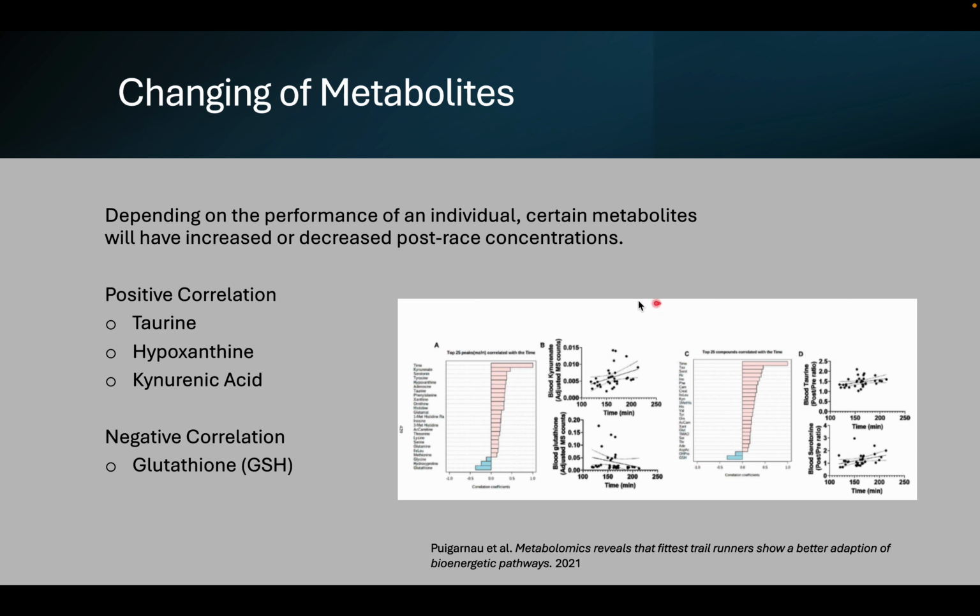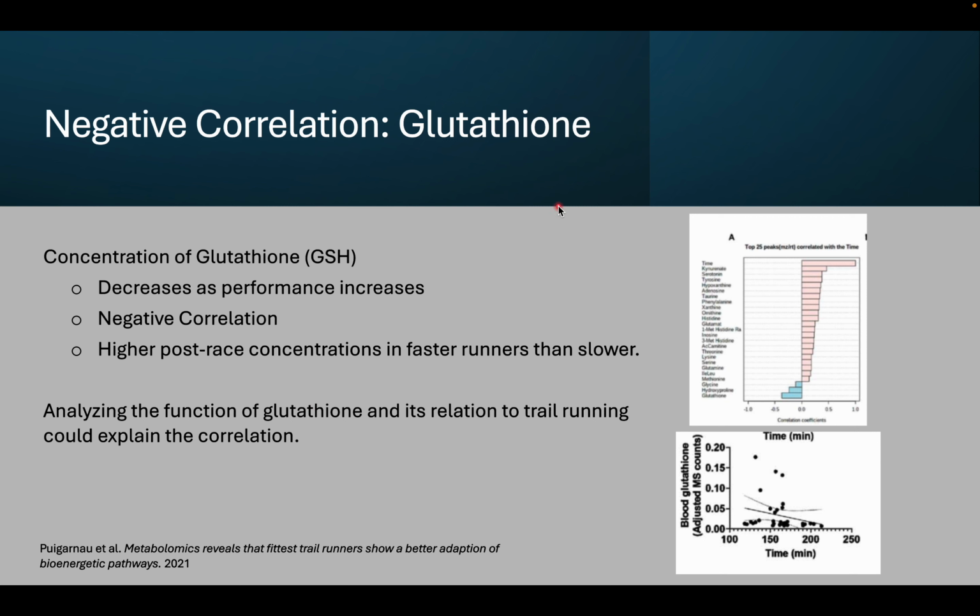So now we're not going to start with positive correlation, we're going to start with our negative correlation right here. So our negative correlation metabolite being, like I said, glutathione, namely the reduced version. So what do I mean by negative correlation? Well, as I said, performance is basically defined as how long it takes you to complete the trail run. And in this paper, in the study, they found that the longer it took to run the trail, or the higher performance you had, the less post-race glutathione you had in your body.